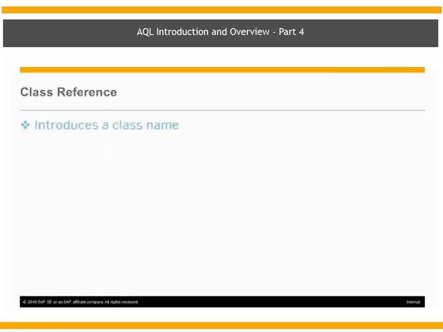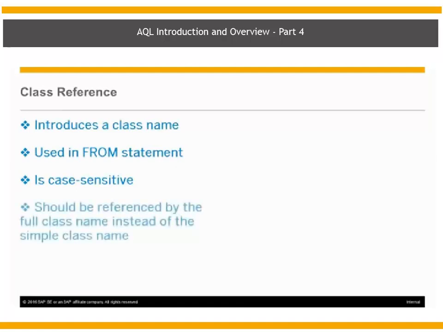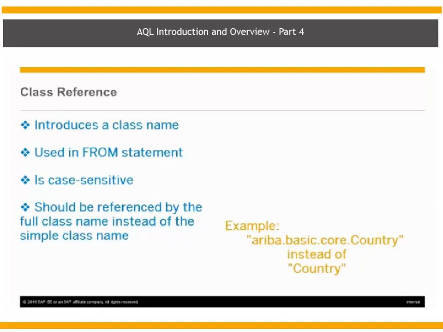A class reference introduces a class name into a query. The class reference is used in the from component. Class names are case sensitive. As a best practice, use the full class name, for example, ariba.basic.core.country, instead of the simple class name, country, to avoid duplicate class name errors.